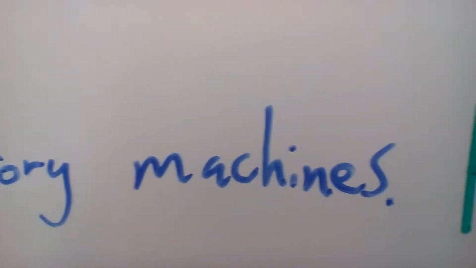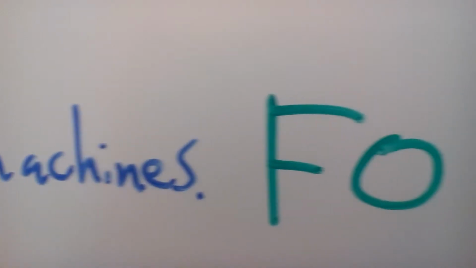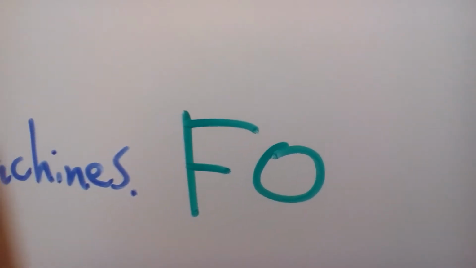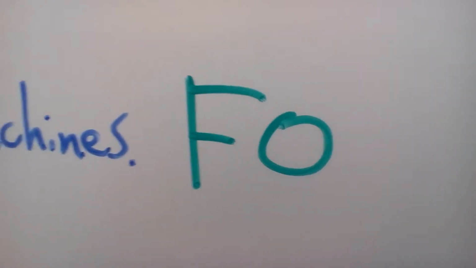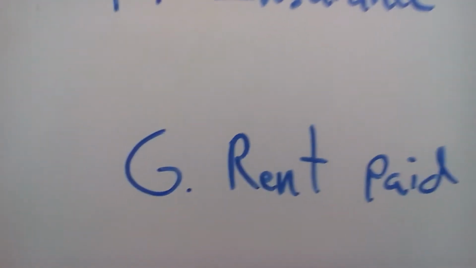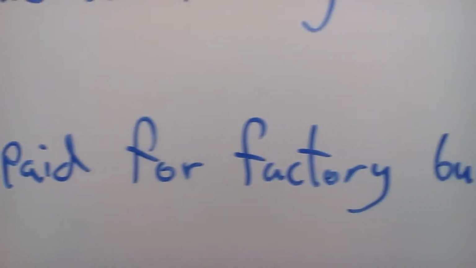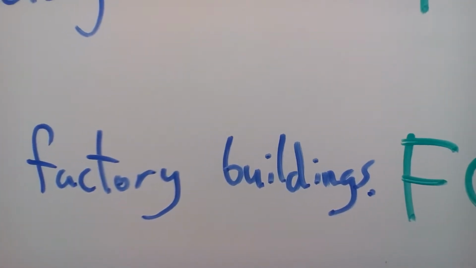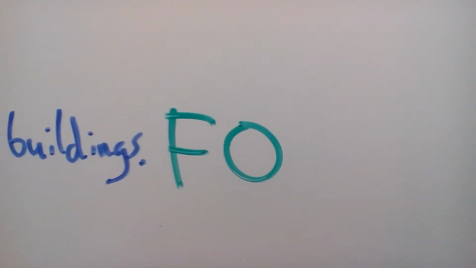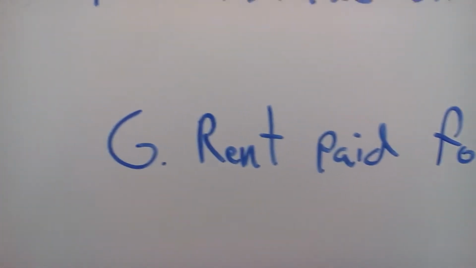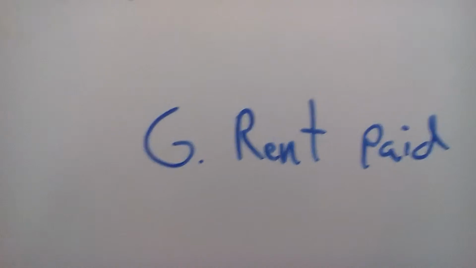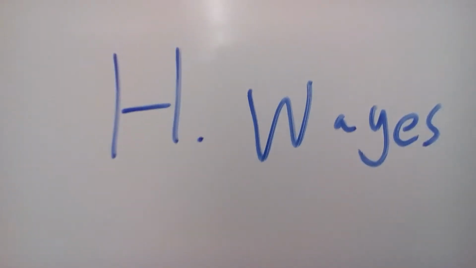F, insurance on factory machines. This is going to be factory overhead because insurance, you can't really trace it to anything in particular, so we just throw it into overhead. G, rent paid for factory buildings. It's factory overhead again, because rent, you can't really tie that to the cost of anything. It's just rent. So it's factory overhead. It's going to raise the cost of everything.